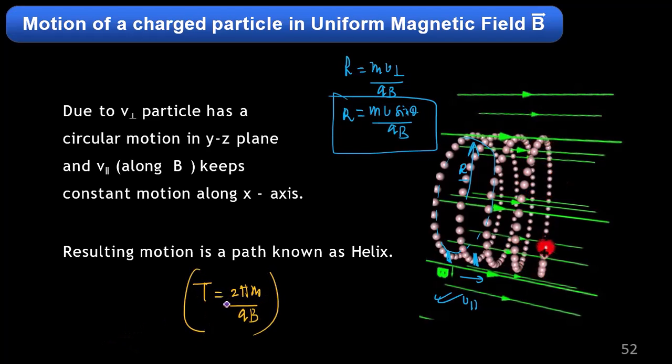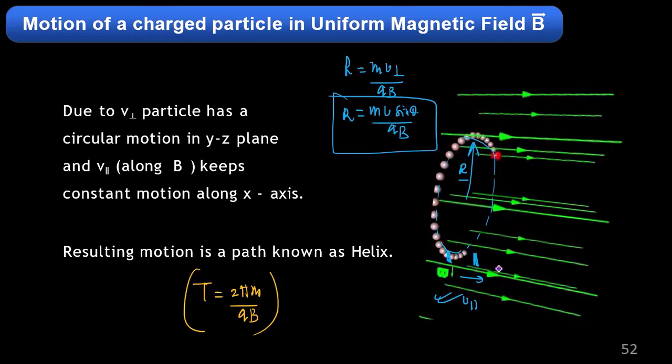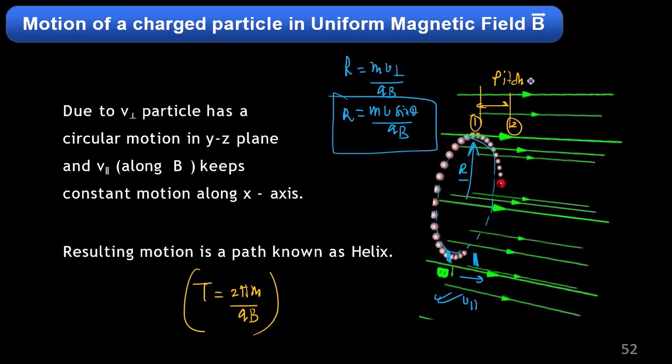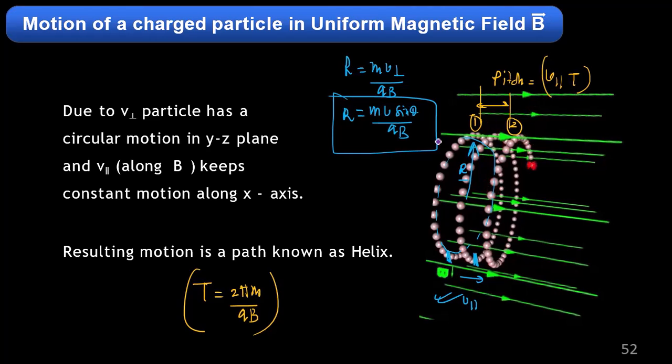So in capital T time, how much is the forward advancement? Initially, let us say the first circle. Now the second circle. What is the separation between the first circle and second circle? That is called the pitch. Now what is that pitch? That pitch should be equal to v parallel component multiplied by T. So every time the circle is going to advance by this equal distance, v parallel into T. So the entire path is known as the helix path.